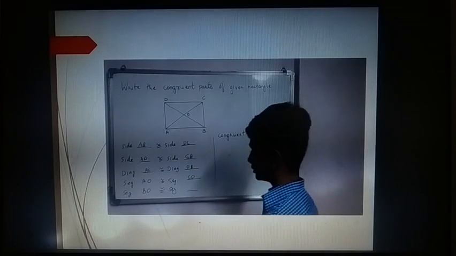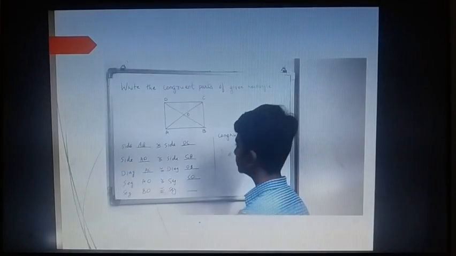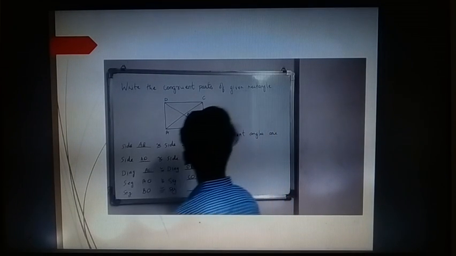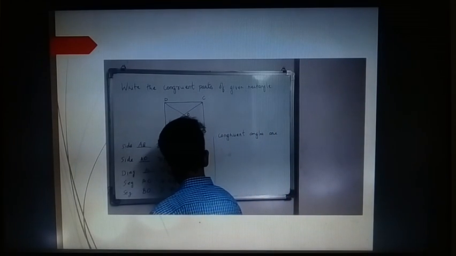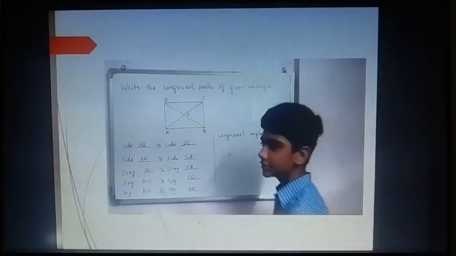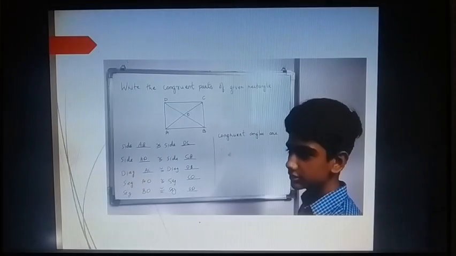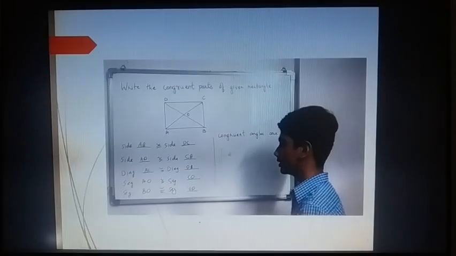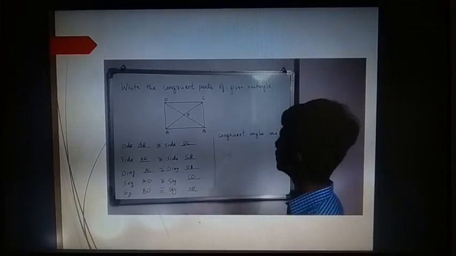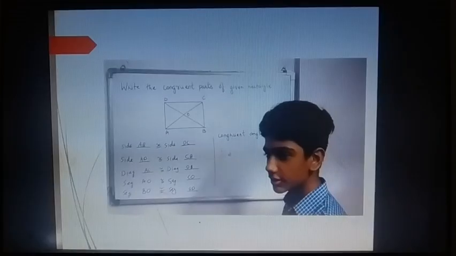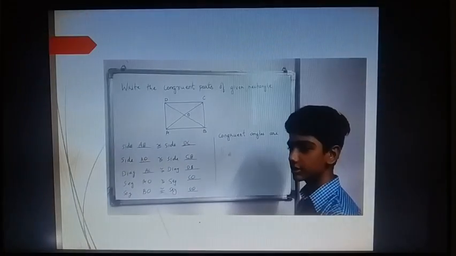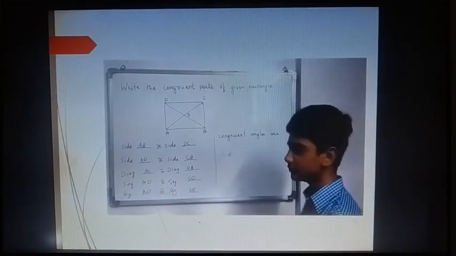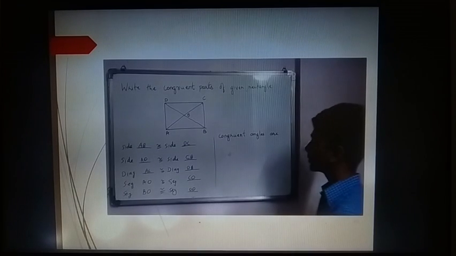Segment AO congruent to segment CO. Correct? Segment BO congruent to segment OD. But do you know why AO and CO are congruent? Because the diagonals bisect each other. Correct. The diagonals bisect each other. Now, see the congruent angles also. Write the congruent angles.